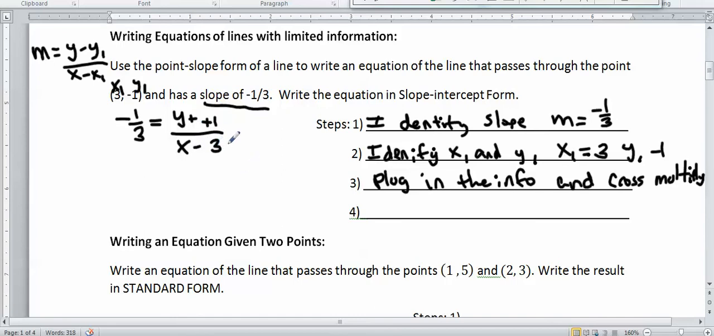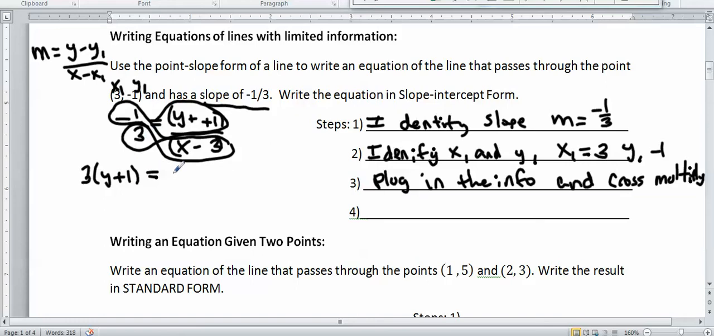Alright, once that's all plugged in, all I have to do, just like I did above, is cross multiply. Okay, so I've got negative 1 times (x minus 3), and what I like to do is put parentheses around these to remind myself that they are a grouping. Okay, and then 3 times (y plus 1). Okay, so we multiply. Start with the y's. So 3 times (y plus 1) is equal to negative 1 times (x minus 3).